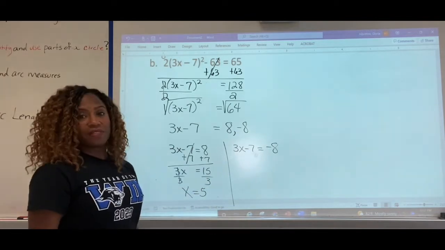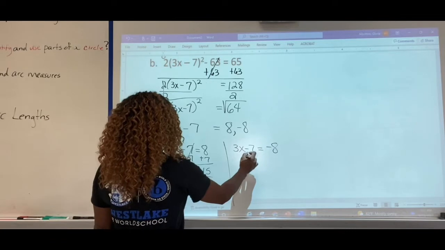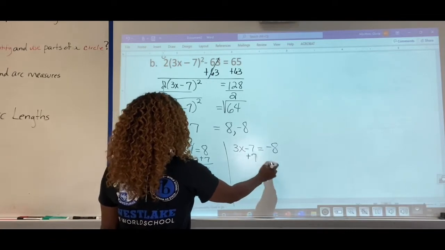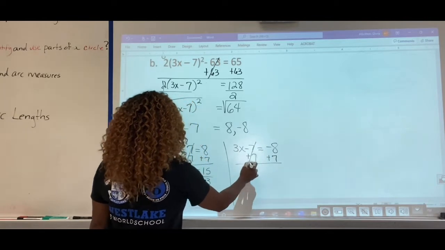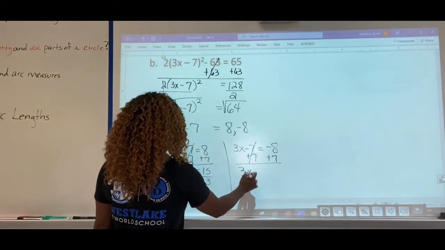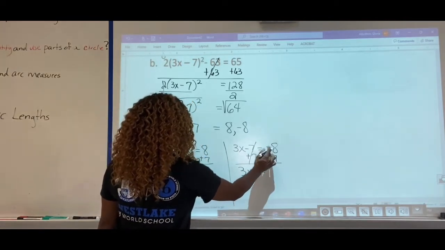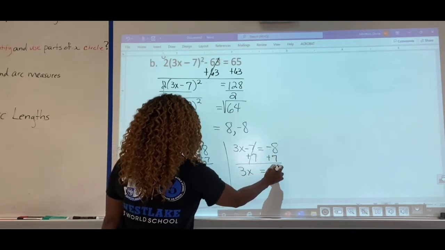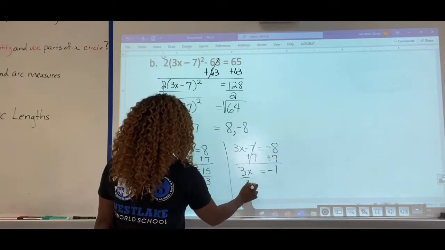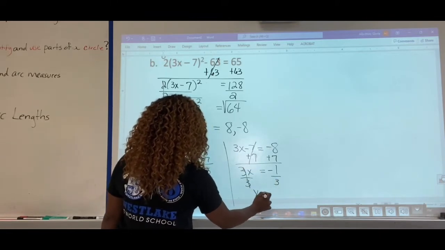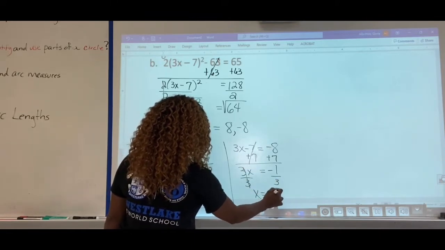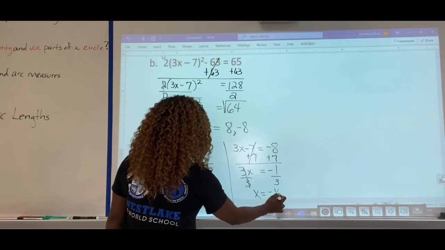Let's do the other side. So here I have same thing, plus 7, plus 7. These will cancel, bring down my 3x. And negative 8 and positive 7 is negative 1. When I divide both sides by 3, here we have our second solution: x is equal to negative 1/3.